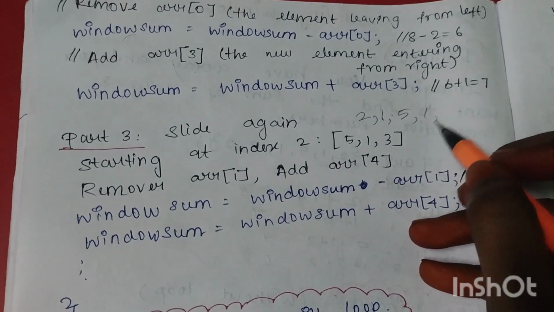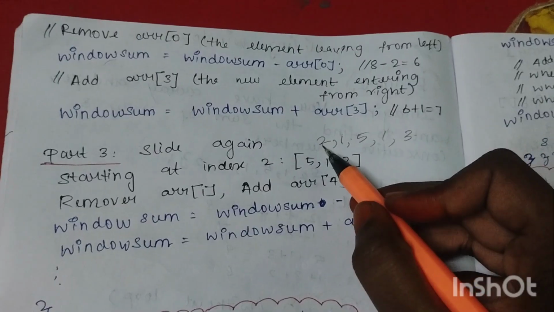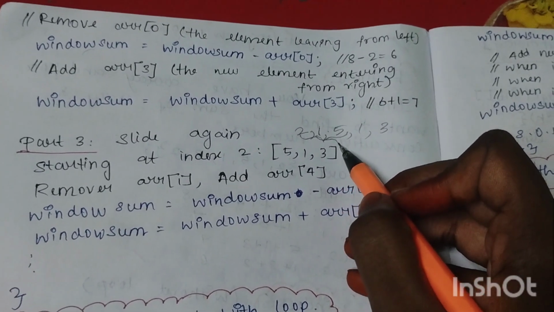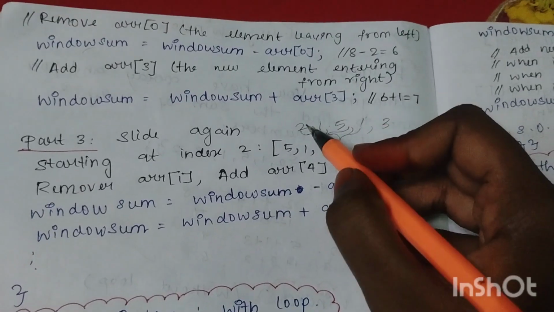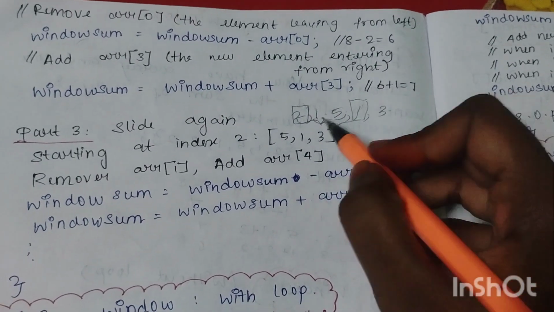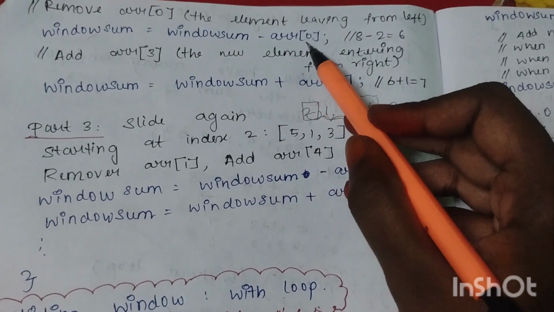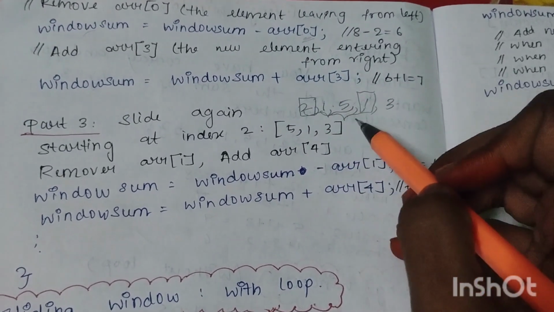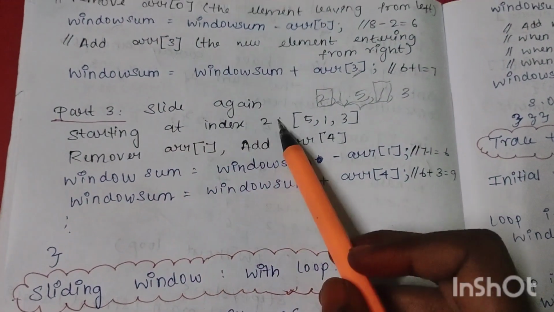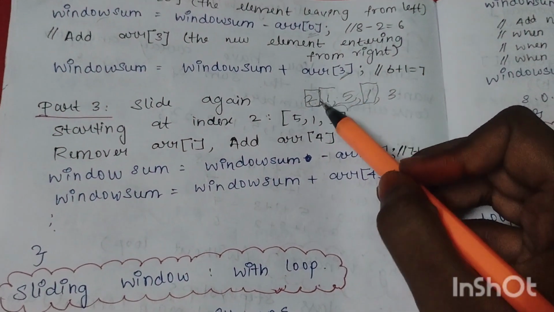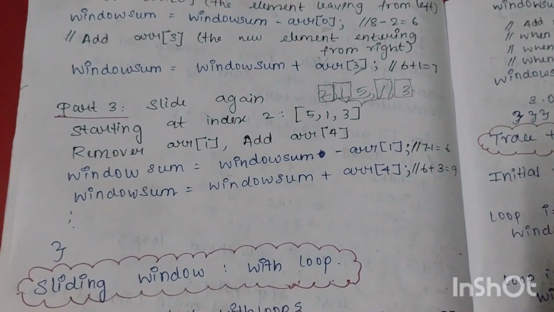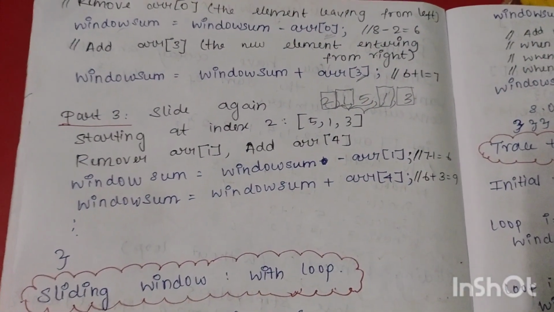So if our array is 2, 1, 5, 1, 3, we have already found the sum of the first window. Next we have to find the sum of the next window. For that we have to remove this element and add this element. So we are removing array of 0 and then adding array of 3. Then we slide ahead, removing array of 1 and then adding array of 4. This is how sliding window works.